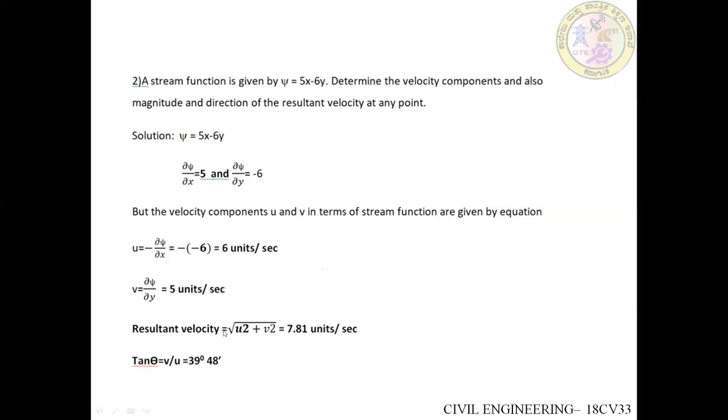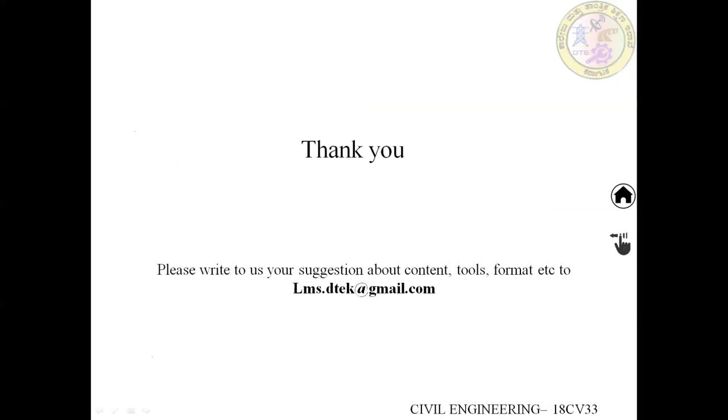So the resultant velocity will be the square root of u square plus v square, which comes to around 7.81 units per second. And the direction, that is tan theta, will be equal to v by u, which is equal to 39 degrees 48 minutes. Thank you.